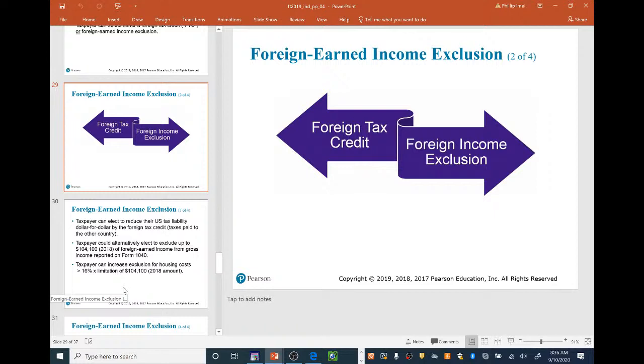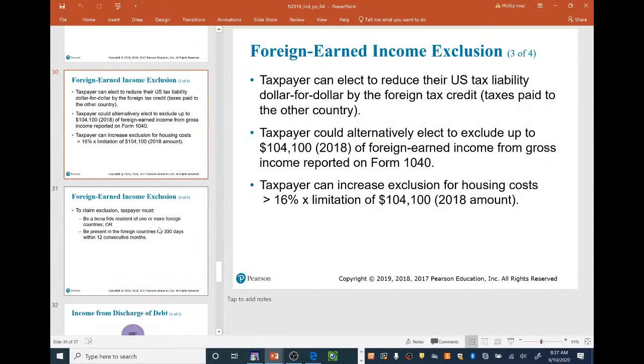Okay, so foreign earned income exclusion. Let's move down this slide here. U.S. citizens can exclude $104,100 of foreign earned income in 2018 in lieu of taking the foreign tax credit on this income. Once again, U.S. citizens can exclude a little over $104,000 of foreign earned income in 2018 in lieu of taking the foreign tax credit on this income.